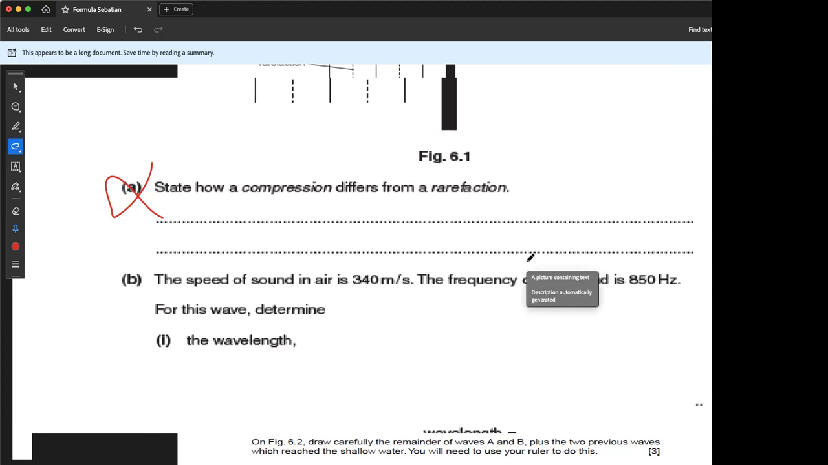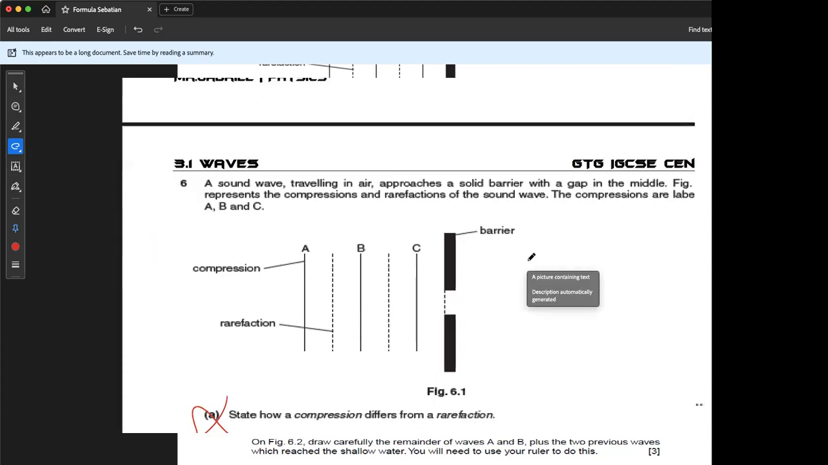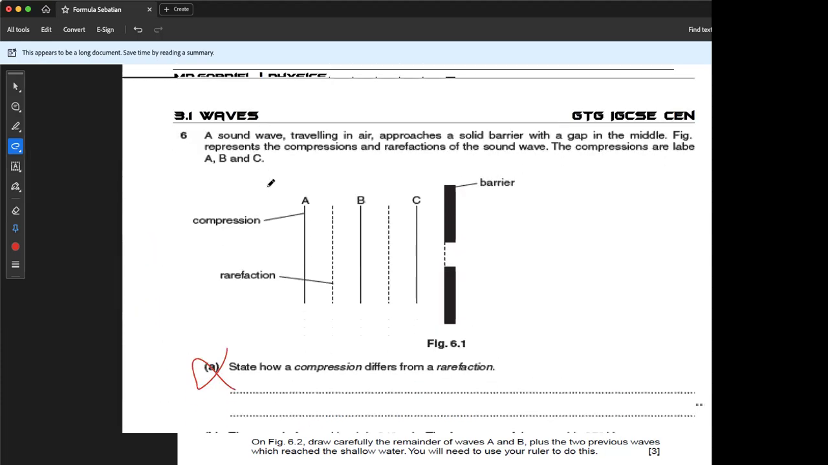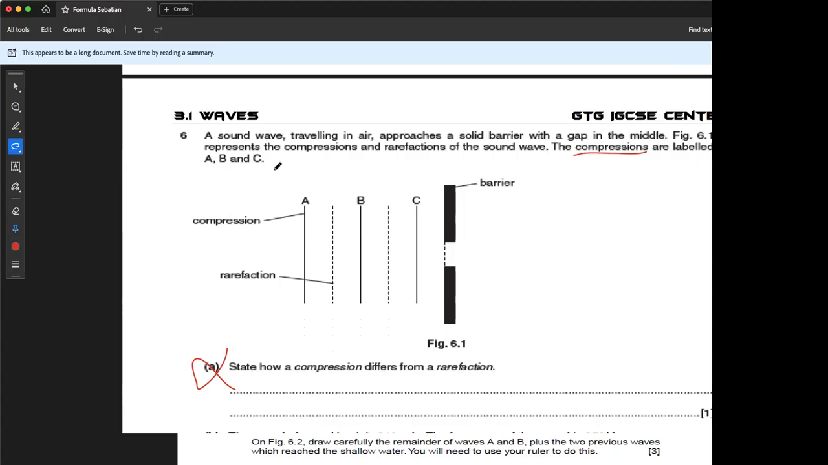Okay, everyone, please pay attention to this question here, guys. Basically, if you look at this question, blah, blah, not important. But they do say that the compressions are labeled A, B, and C. This is one compression, this is another compression, this is another compression. So first and foremost, let's think back about our basic understanding of wavelength. I said that wavelength is from where to where again?